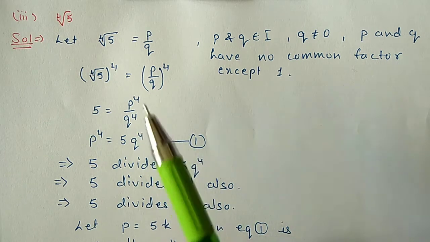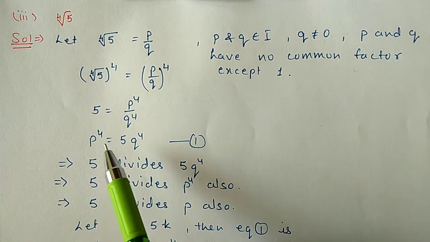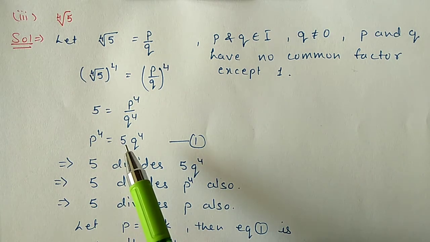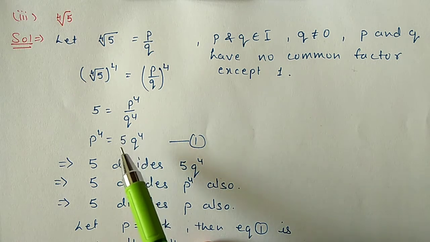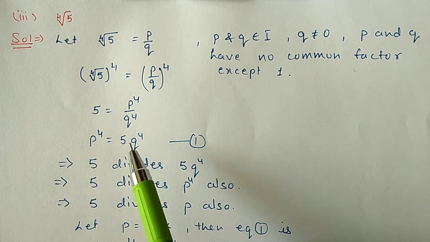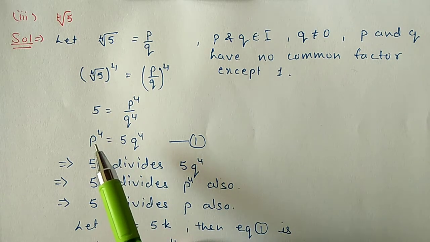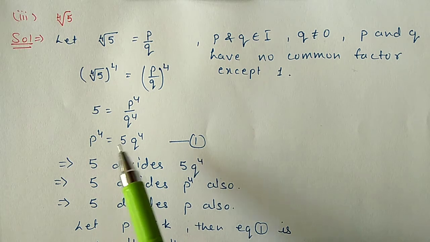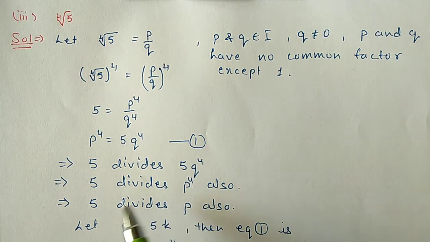the power 4. And this denominator we shift to this side. So we will get p to the power 4 is equal to 5q to the power 4. This right side is divisible by 5 because here 5 is there. If this is divisible by 5, the left will also be divisible by 5 because both sides are equal. So we can write 5 divides p to the power 4. And if 5 divides p to the power 4, then 5 will divide p also.